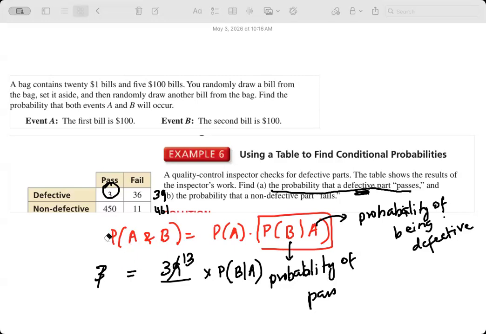So the probability of A and B is 3, correct? A and B is 3, right? Pass and defective. The probability of A is what? The probability of A is just being defective.